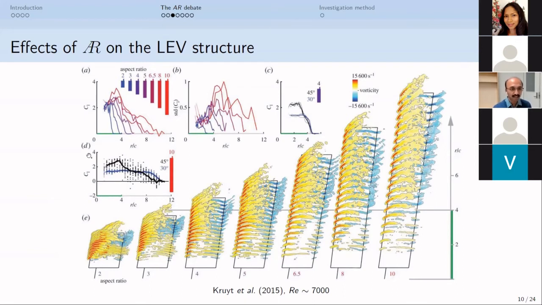So in the figure D over here, the black line shows that the lift coefficient has gone up until the aspect ratio of 4, and then it starts going down. So therefore, they concluded from their study that aspect ratio of 4 is optimum.